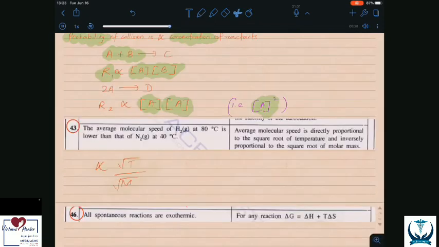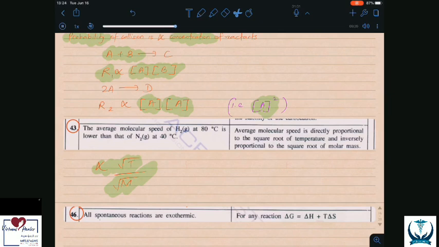The average molecular speed of hydrogen and nitrogen are compared in the statement in the first column of question 43. The average molecular speed is proportional to the absolute temperature's square root and inversely proportional to the square root of the molar mass. Therefore, hydrogen at any temperature will have a higher molecular speed than nitrogen because it has a lower molecular mass. In addition, in this question, nitrogen is also at a lower temperature. Therefore, obviously, hydrogen is going to have a higher molecular speed.